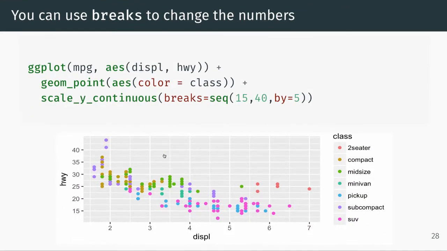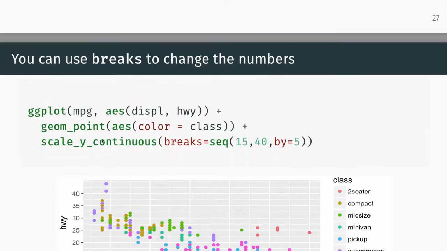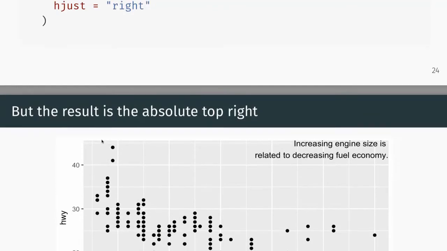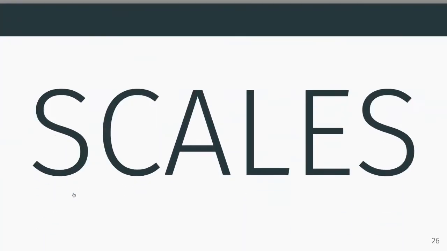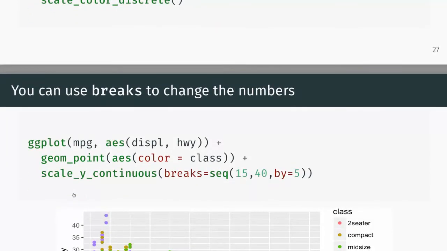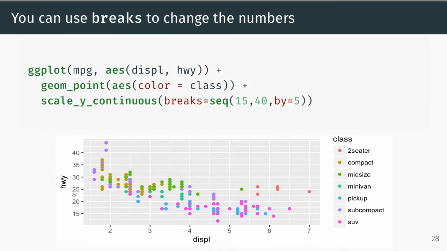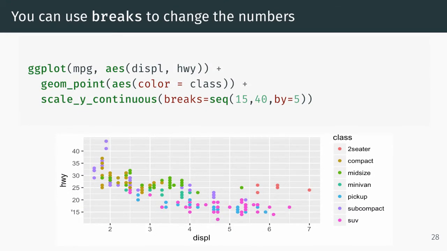And we can use breaks in the scale to change the numbers. So what we've had so far has been 20, 30, and 40. And here we're saying we want to go from 15 to 40 by 5. So we're going to have 15, 20, 25, 30. This differs from the automatic scale that we've had in the past. And that can be useful, depending on the data, of course.